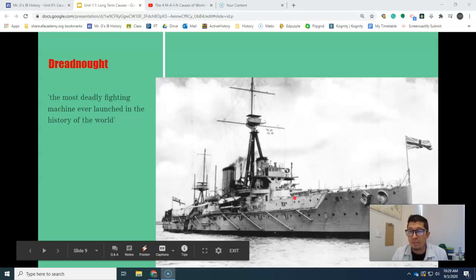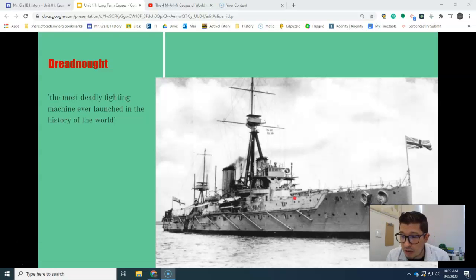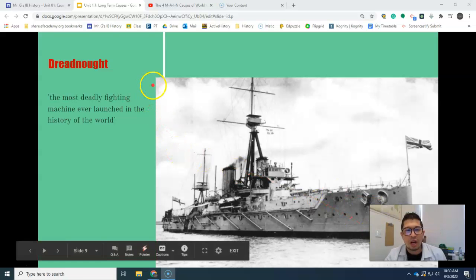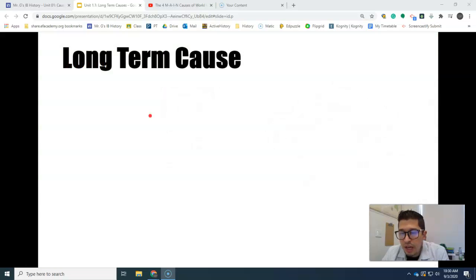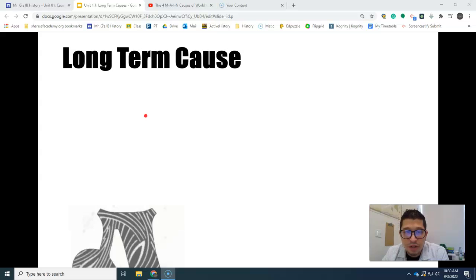Here is a photo of the Dreadnought, right? It doesn't look like much now, but this is over 100 years ago. At the time, this was the most dominant technology in the world when it came to naval technology. It was said that it was the most deadly fighting machine ever launched in the history of the world, right? So it does nothing but increase tensions and make war more inevitable, more possible.